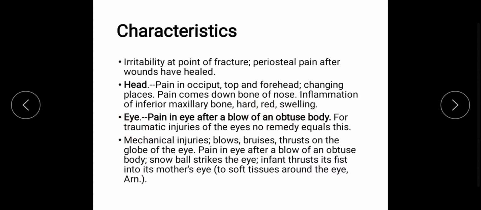Characteristics of the eye. There is pain in the eye after a blow of an obtuse body. For traumatic injuries of the eyes, no remedy equals this. Mechanical injuries, blows, bruises, thrusts on the globe of the eye, pain in the eye after a blow of an obtuse body. Snowball strikes the eye. Infant thrusts its fist into its mother's eye. Injury to the soft tissues around the eye requires Arnica as the remedy.